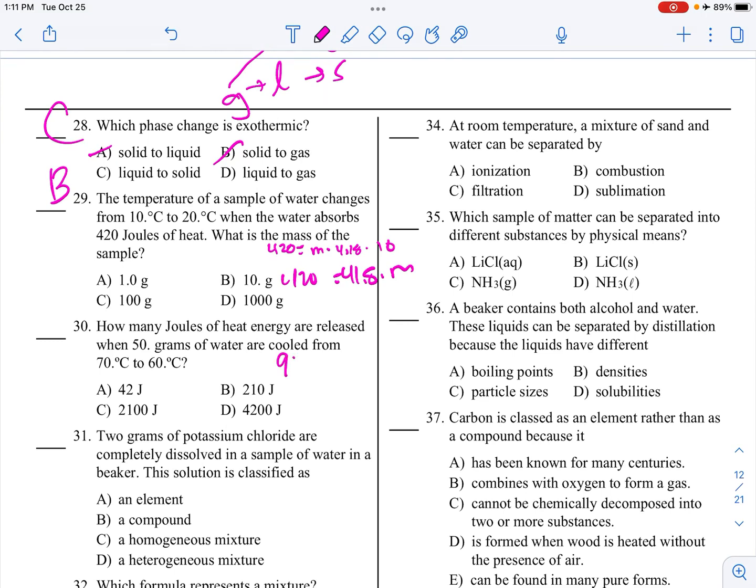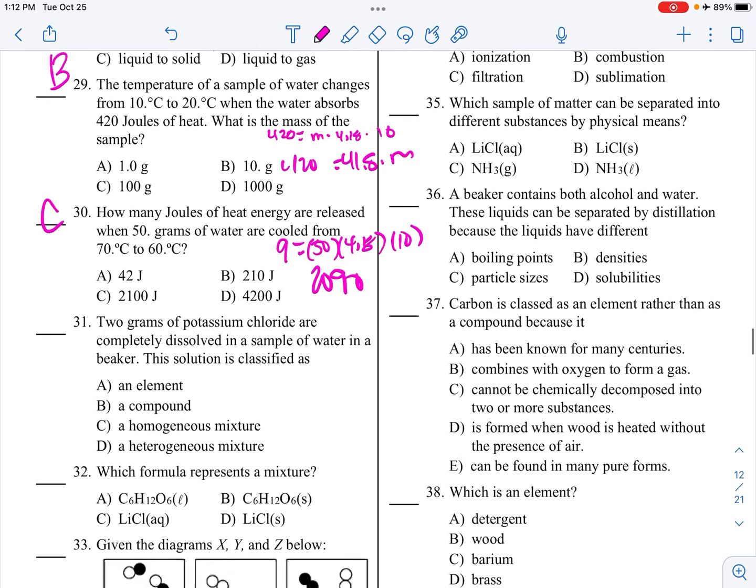Giving off heat, so Q is 50, it's again water, so 4.18. Delta T is 10. So 50 times 4.18 times 10 is 2090. Well, that's not here, but something really close is.